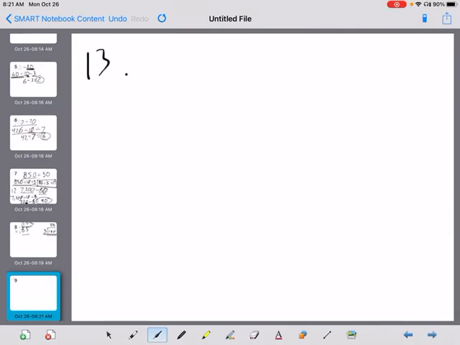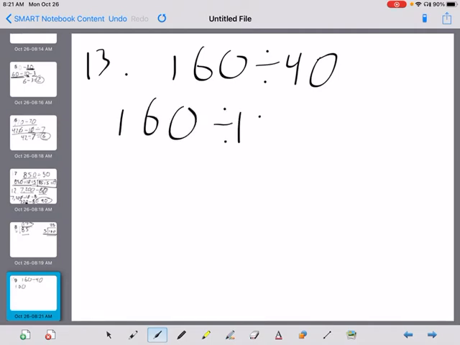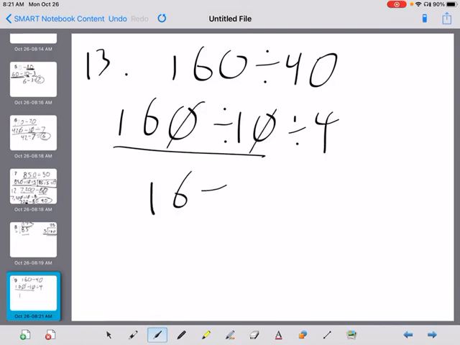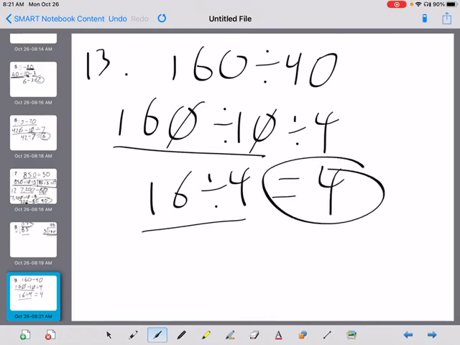All right, and then those last two, we're going to do 13 and 15. This is on page 74 again. 13, you've got 160 divided by 40. I'm going to do 160 divided by 10 divided by 4. 160 divided by 10, cancel each one of those out. 16 divided by 4, what do I have left? Oh, that's pretty easy. Answer is 4.